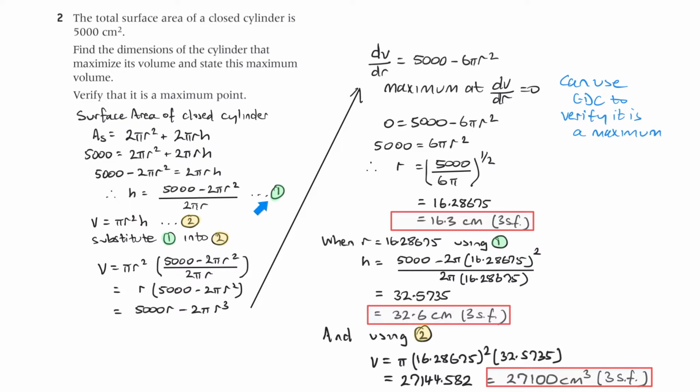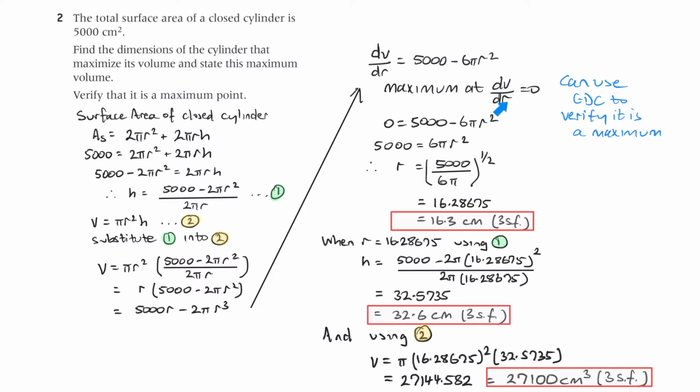So I've got that in terms there. Find the dimensions of the cylinder and state this maximum. Okay, so we have that. We know h in terms of r. We know this formula, which is the volume of a cylinder. We substitute 1 into 2, and we get V equals 5,000 r minus 2 pi r cubed. So we put all of that in for h in here, and we get that. And we take the derivative of this, and it becomes that.